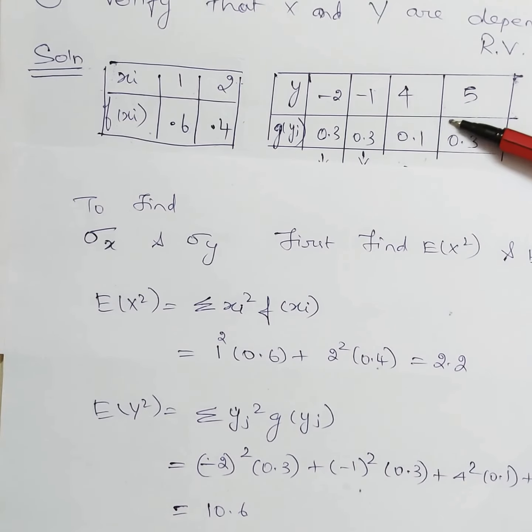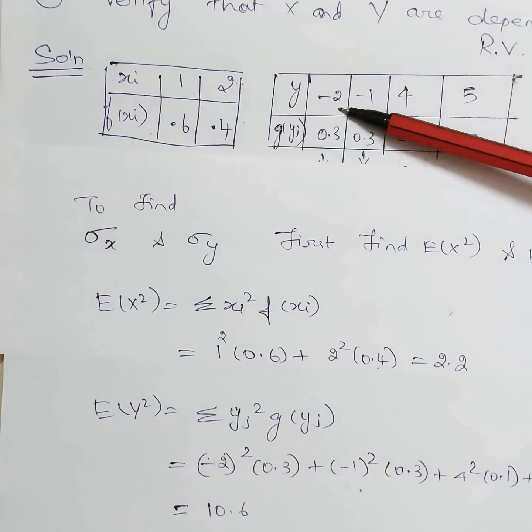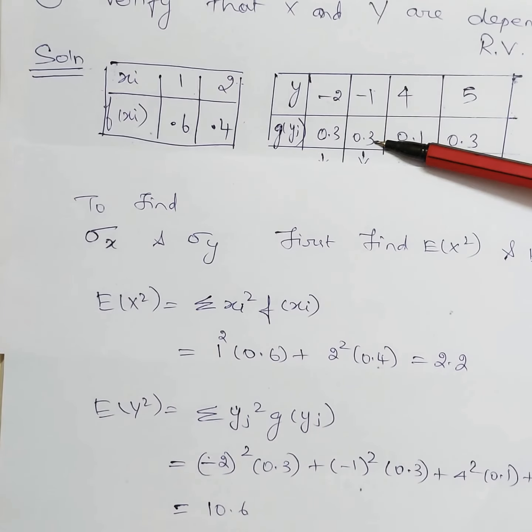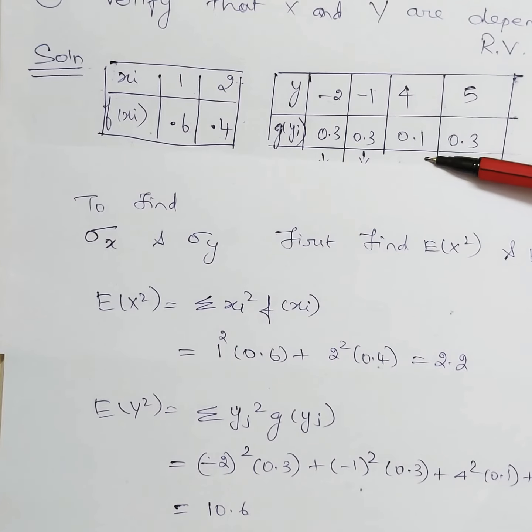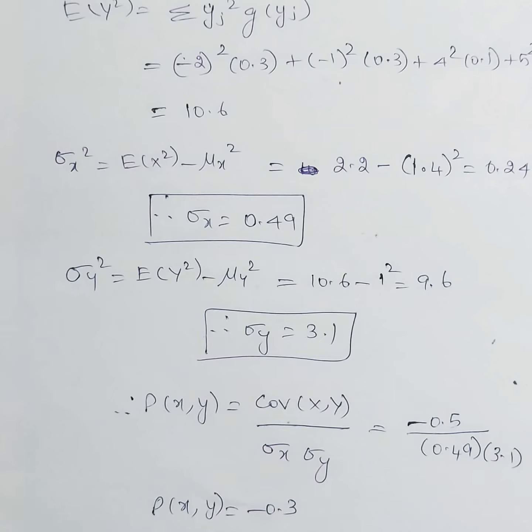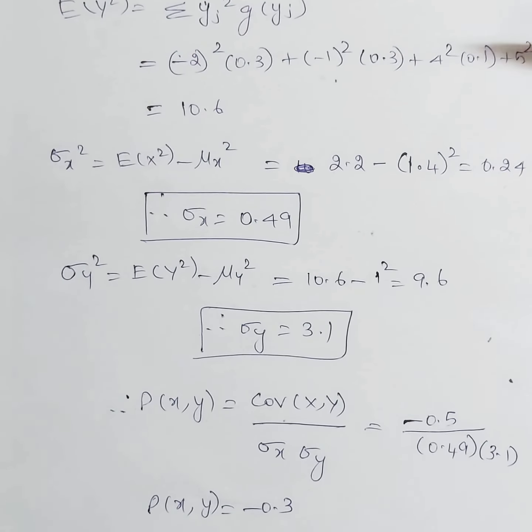Expectation of y square, you have to see y tabular column. Minus 2 square into 0.3 plus minus 1 square into 0.3 plus 4 square into 0.1 plus 5 square into 0.3. So I have written this. This is expectation of y square. So if you simplify, you will get 10.6. So you got expectation of x square as well as y square.